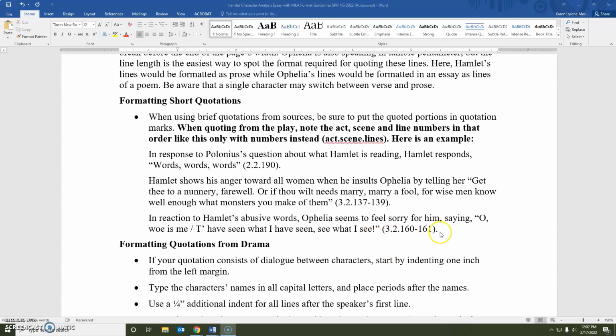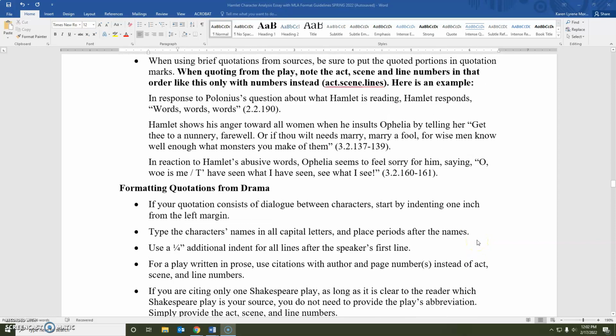You never want two periods, so you wouldn't want a period here and a period here. You just want the period after the parenthetical citation. A period means full stop, so we don't want to stop our full thought until we have told you where to find that quotation. So that's the reason for that.